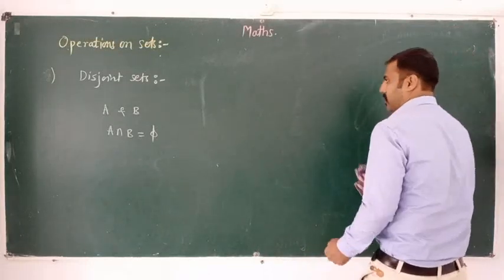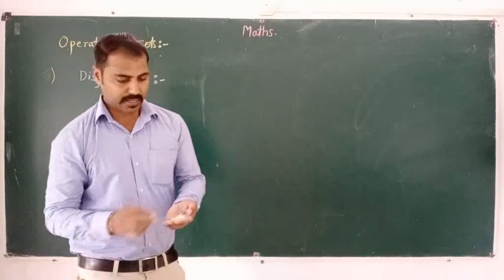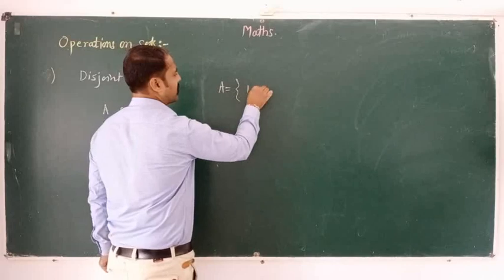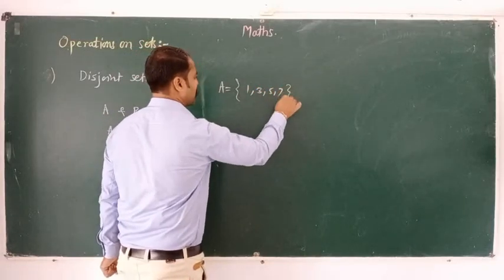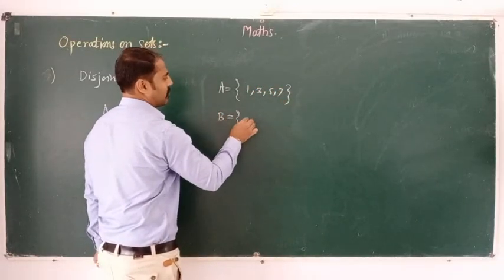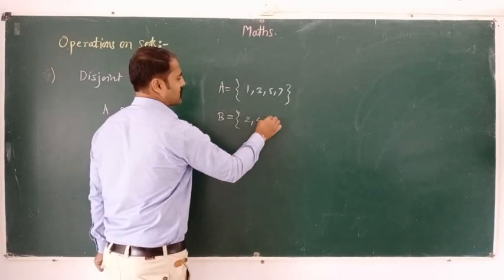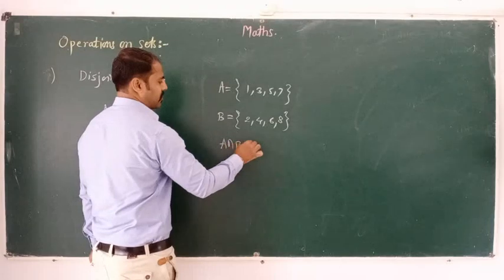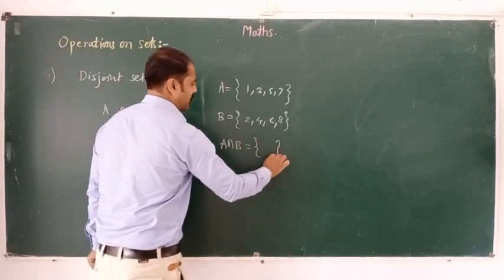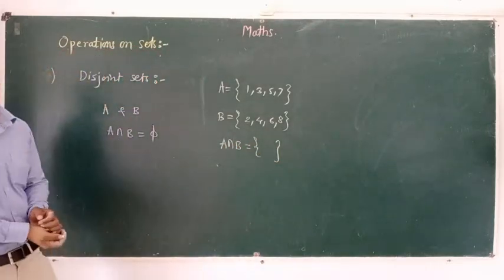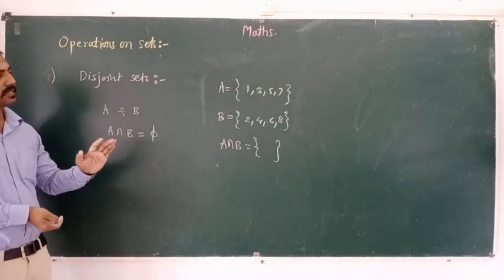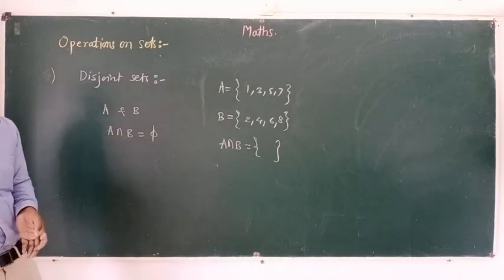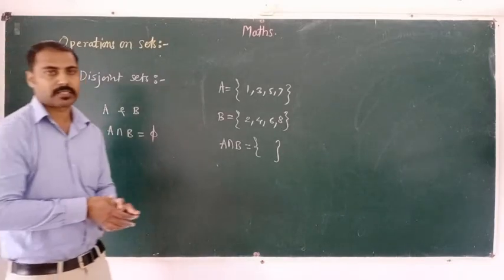For example, I take one example here. A is equal to 1, 3, 5, 7, and B is equal to 2, 4, 6, 8. Now taking A intersection B, write the elements which are common in A and B. A intersection B is clearly an empty set, so these two sets are called disjoint sets.